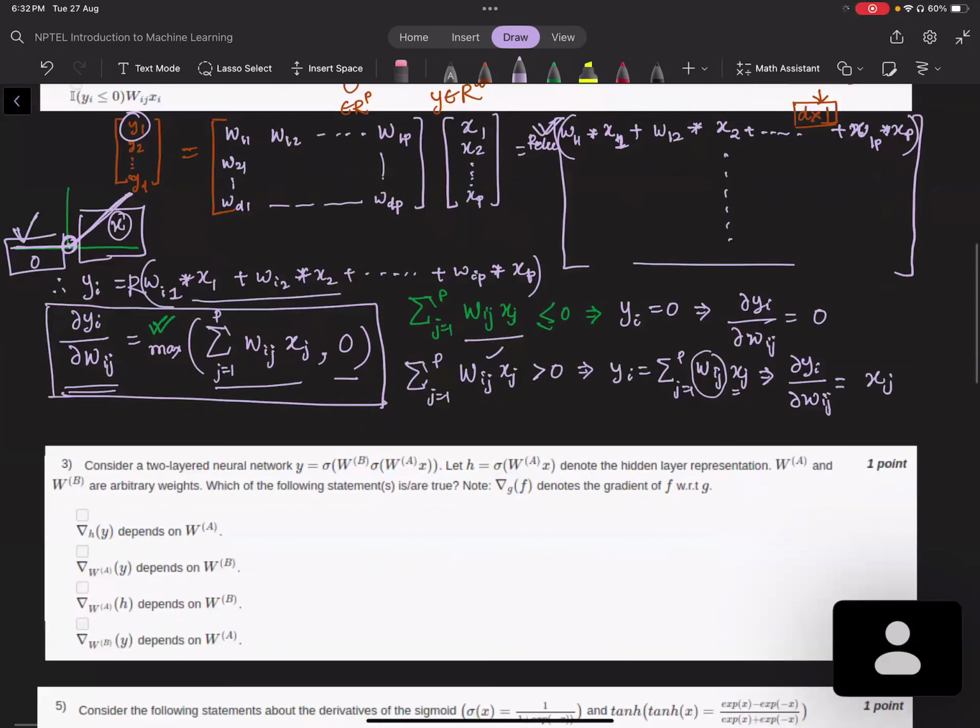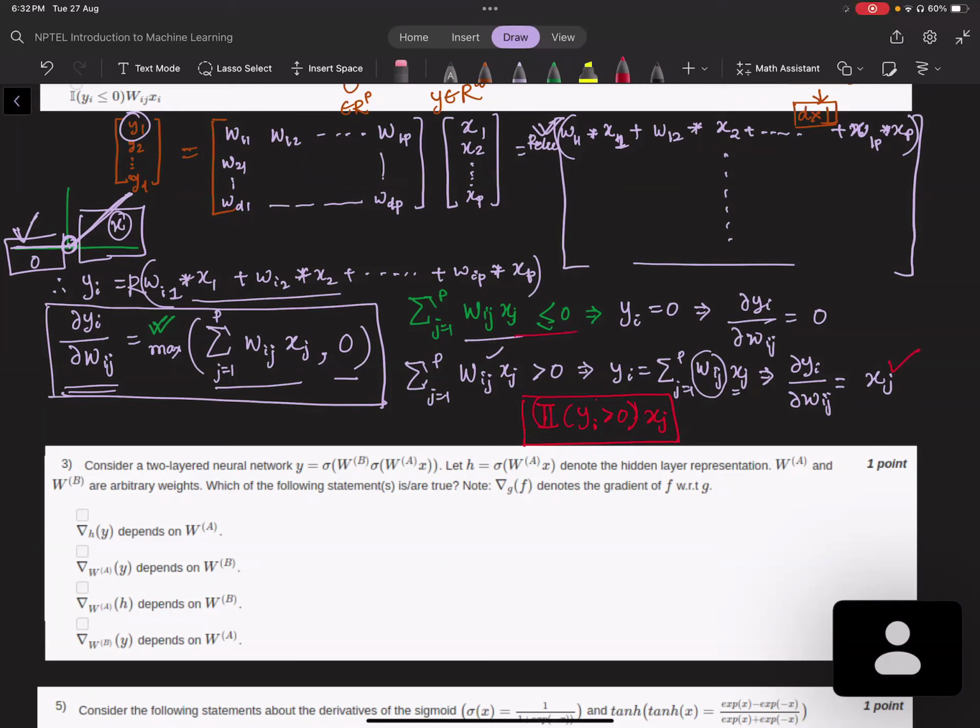If I have to combine these equations, the correct way to write that is using this notation, I of y_i greater than 0, times x_j. Here I is an indicator function that returns 1 if the condition is true and 0 if it is false. So if this is true, the value of this would be 1, and 1 times x equals x.